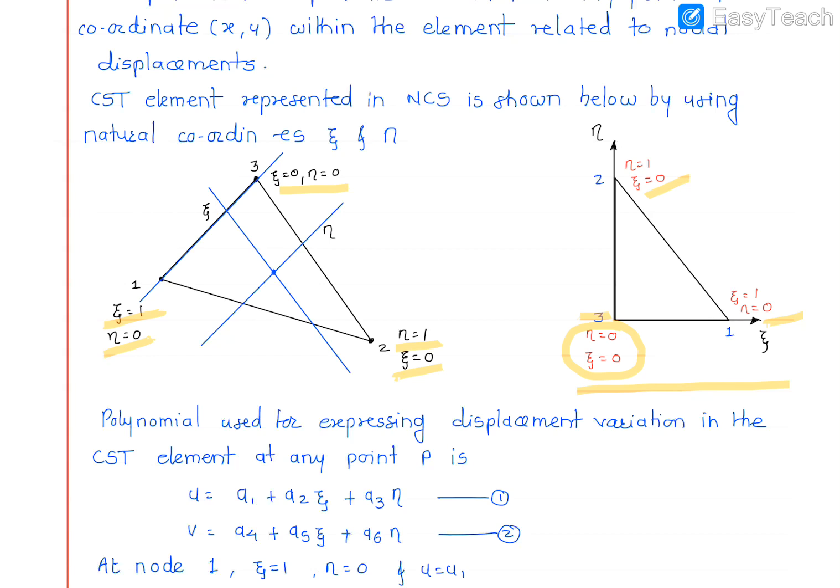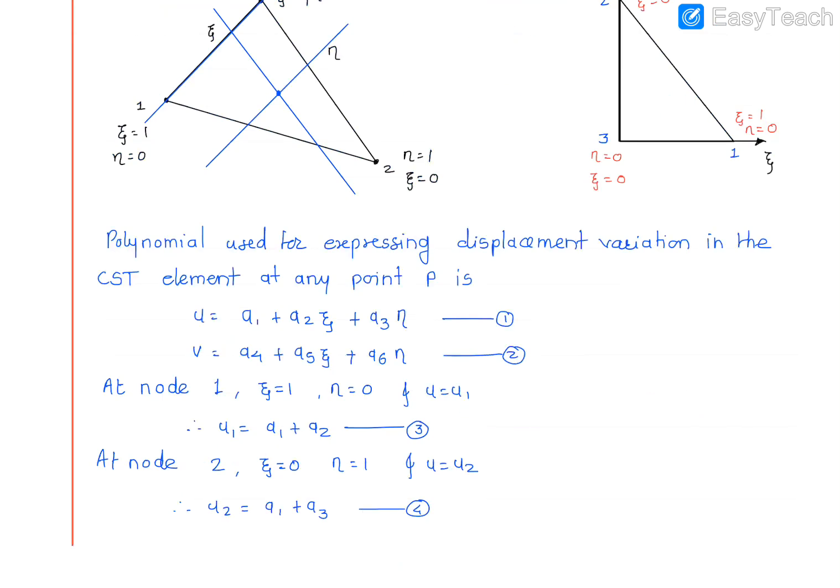Now we can use this to get the values of the unknowns a1, a2, a3, a4, a5, a6, like we have done in the calculation of shape function with global coordinate system. Here the polynomial used to express the displacement variation will be u is equal to a1 plus a2 zeta plus a3 neta. Similarly, v is equal to a4 plus a5 zeta plus a6 neta. Since we are discussing in 2 dimensions, we have 2 different natural coordinates, zeta and neta.